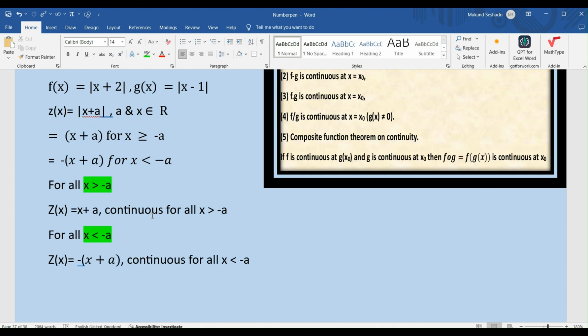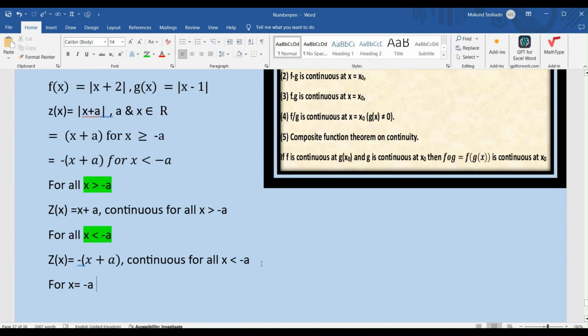So it is continuous for all x lesser than minus a. So what is that one point which is left for us to examine? Which is x equal to minus a. So x equal to minus a. And what is the definition of continuity? And I'm drawing your attention to the lesson that we saw in our previous video.